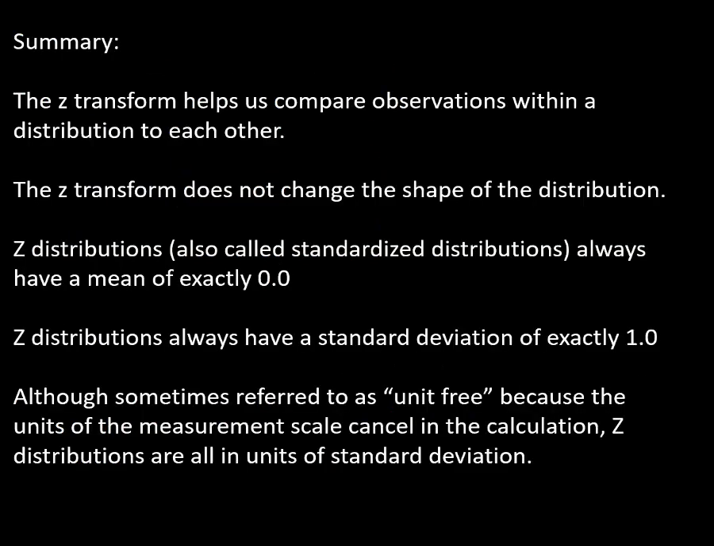Okay, so a little summary. The z-transform helps us to compare observations within a distribution to each other. The z-transform does not change the shape of the distribution, but z-distributions, also called standardized distributions, always have a mean of exactly 0.0, and z-distributions always have a standard deviation of exactly 1. Sometimes you'll hear z-scores and z-distributions referred to as unit-free because the units of the measurement scale cancel in the calculation of the z-score. Z-distributions are all actually in units of standard deviation.